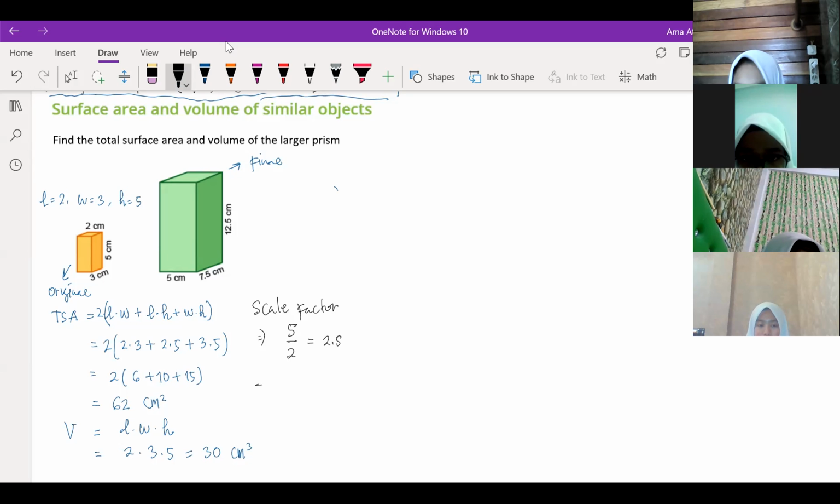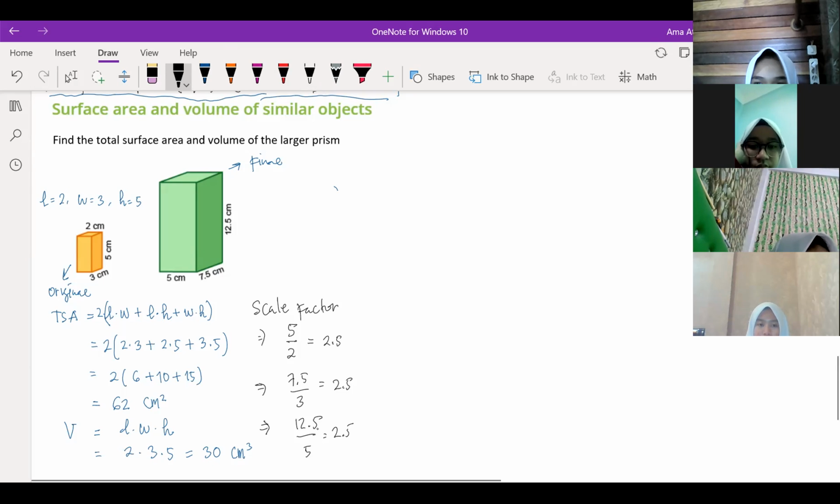You can also take the width. The width is 7.5, and here the width is 3, right? So it will also give you 2.5. Or you can also take 12.5, which is the height, with the height of 5. So it is also 2.5. One of them is okay. You can take the first, the second, or the third: the length, the width, or the height. So it is the same. The scale factor is 2.5.